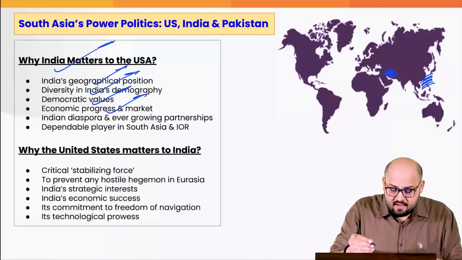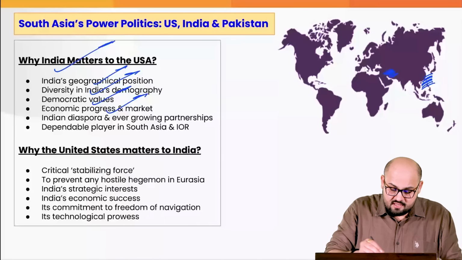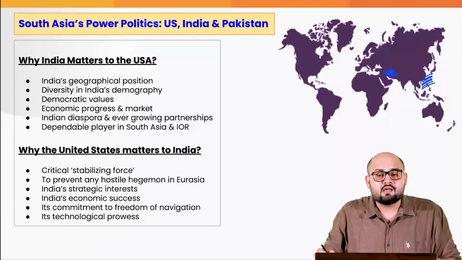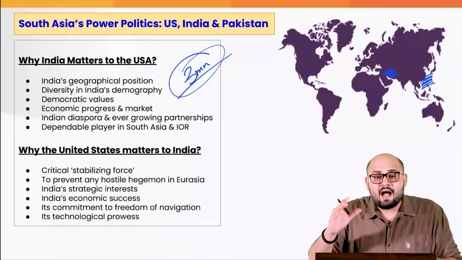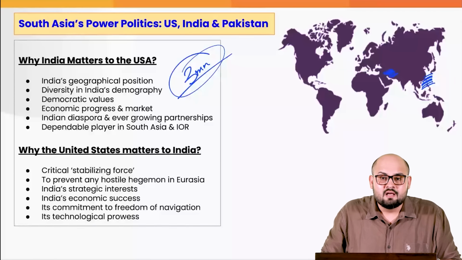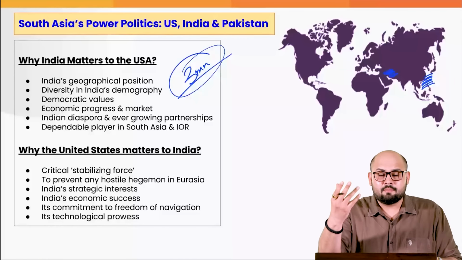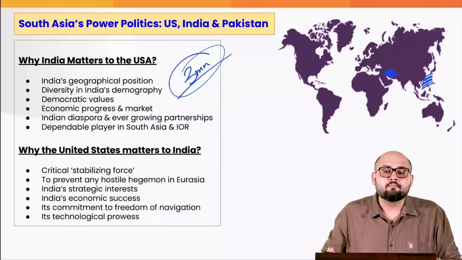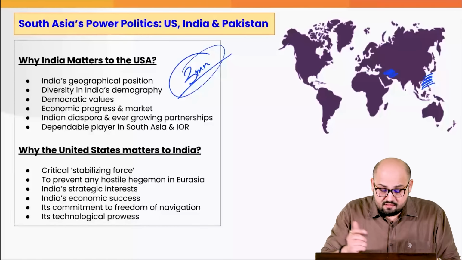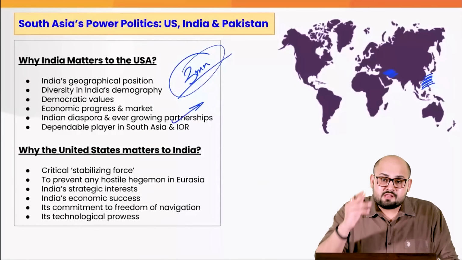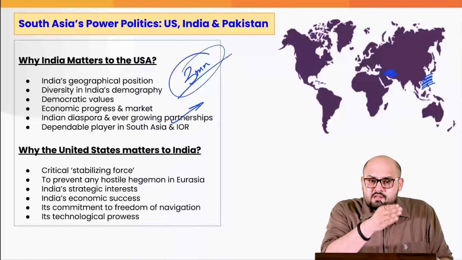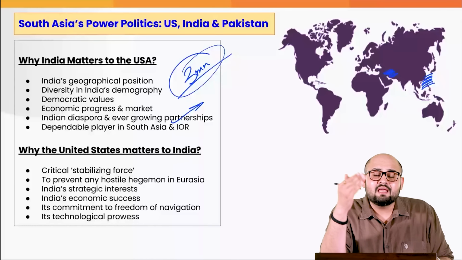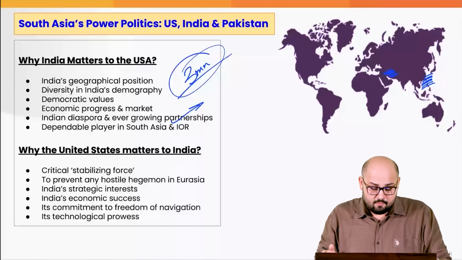Then we have the Indian diaspora and ever-growing partnerships. See, you must know that the US has almost 3 million Indian-origin people who act as cultural ambassadors, right? Who have spread Indian values, for example, yoga or Indian values of Buddhism, to the United States. Next aspect is growing partnership. You must be aware of the civil nuclear deal. Now, in the civil nuclear deal between the US and India, the diaspora played a very important role. So that is something which you must understand.